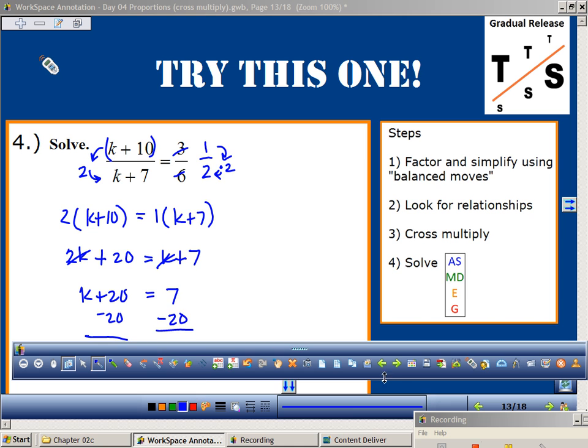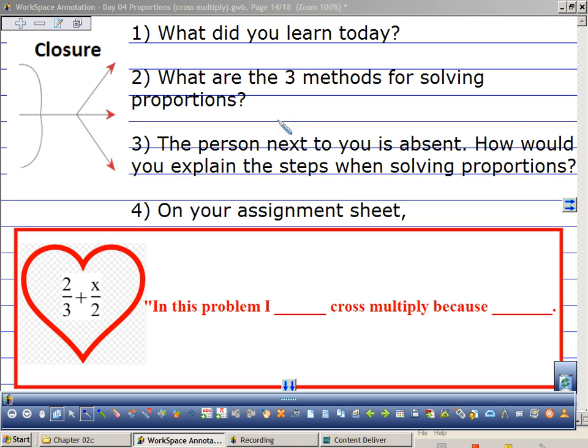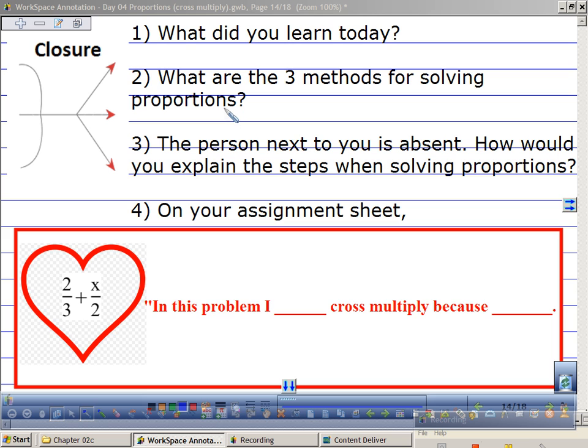Oh, we forgot our closing thought. All right, guys, what did you learn today? Proportions, factoring. What are the 3 methods for solving proportions? Cross multiplying, that's the same thing as that heart method, right? Also looking for a relationship, right? That's why there's a heart around it.